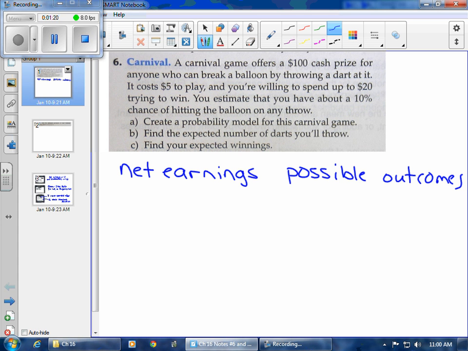So let's say, and I'm going to call this a random variable X on my chart. My random variable X is going to represent the different amounts, the net earnings. We use a capital letter to represent our random variables. So I'm going to have X equals, if you play 1 time and you win, okay, first of all, you can't play 0 times. You have to play at least once.